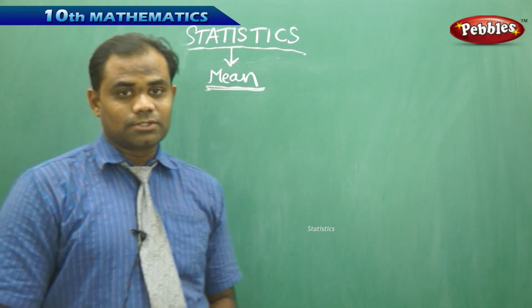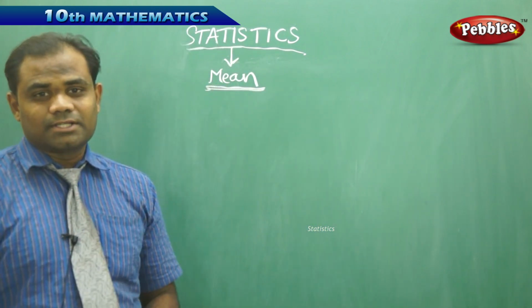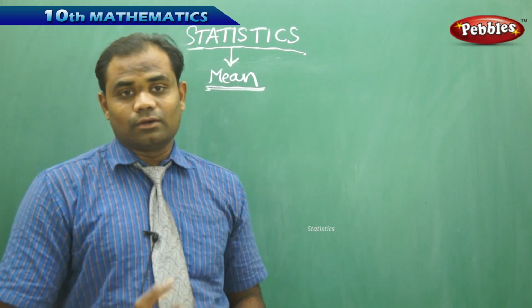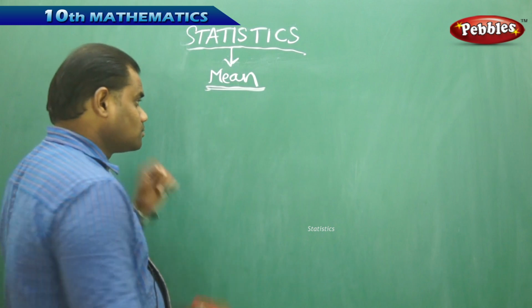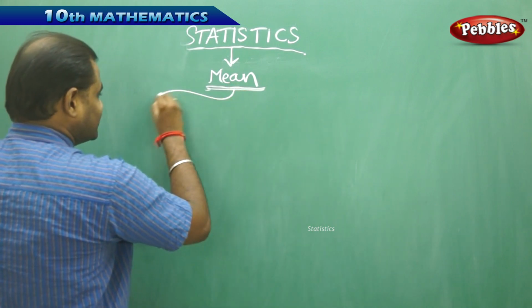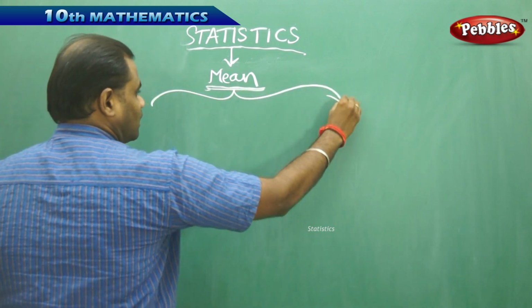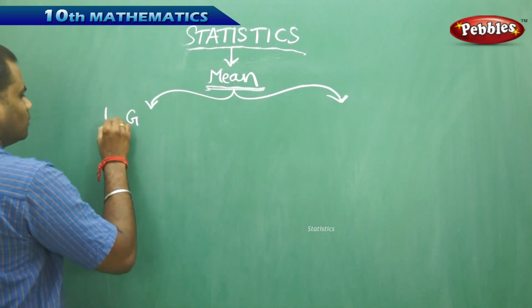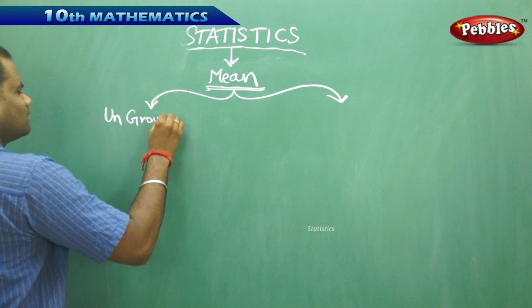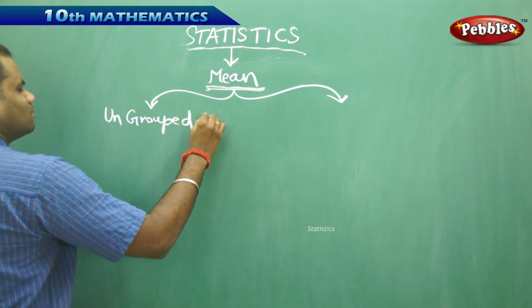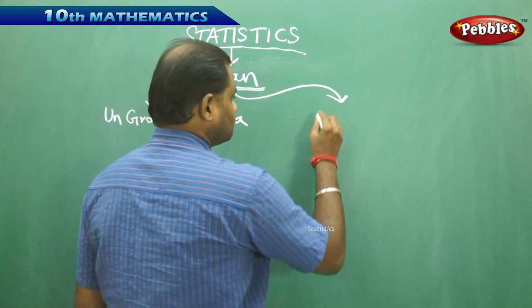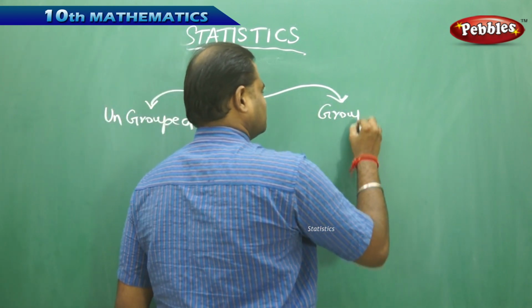Now initially, to study the mean, let's try to differentiate the mean of grouped data and the mean of ungrouped data. There are two types of data as we have already identified. Now let's see how we can understand the mean for ungrouped data, and then how we can understand the mean for grouped data.